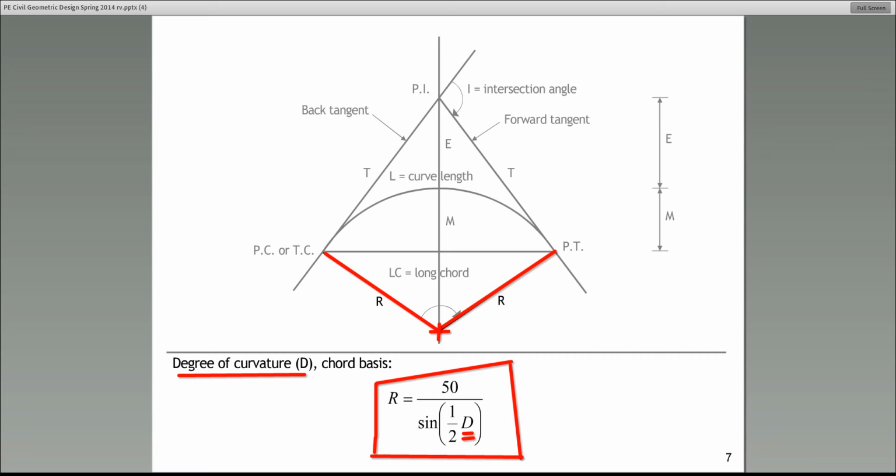But what I want you to highlight is this is the equation you use to relate the radius and D on the chord basis. On the chord basis. Put this in a box, chord basis. What it means, I will talk to you in just a few minutes. And also, you may ask, what is the degree of curvature? What is it and what does it represent? Please give me a couple of minutes. I will define that for you as well.